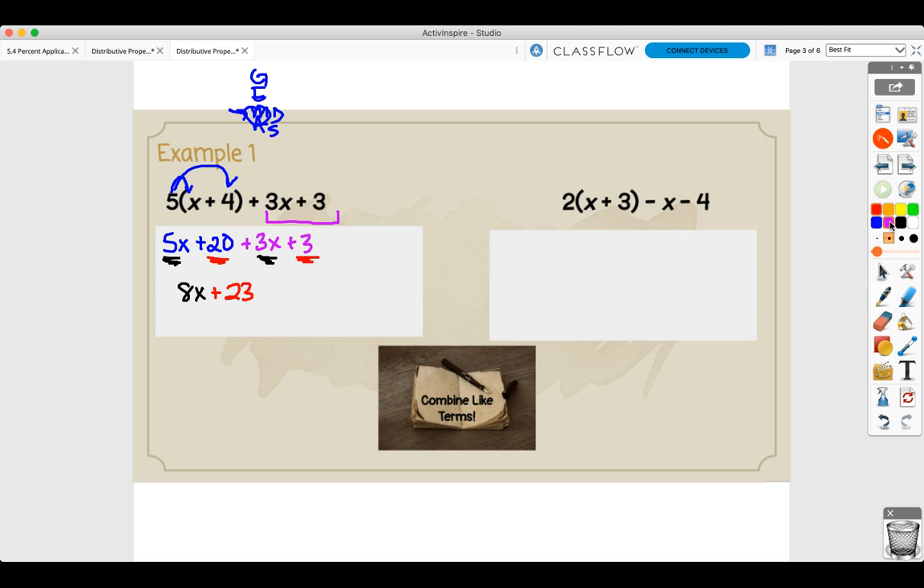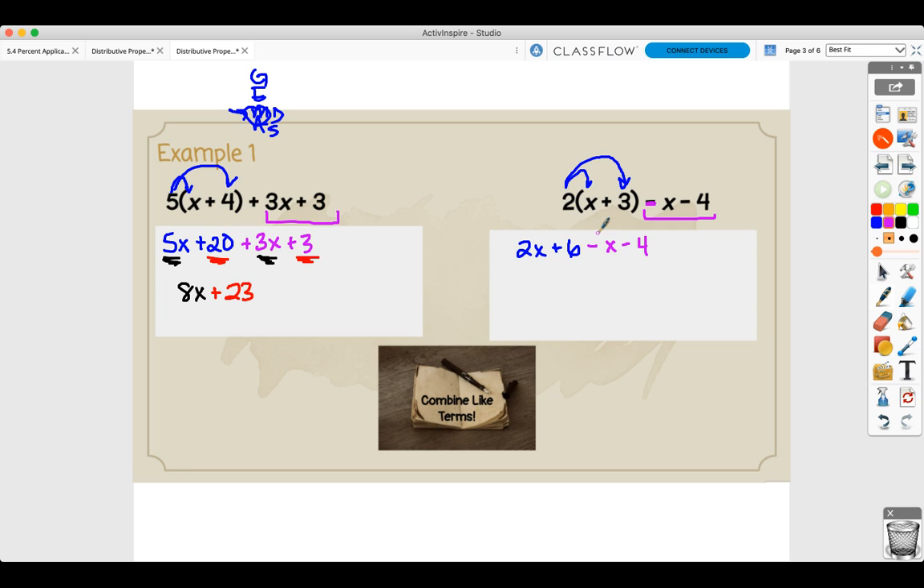Let's do another problem. So once again, you do the distributive part first. So you're distributing that 2 to the x and to the positive 3. So 2 times x is 2x. 2 times positive 3 is positive 6. And now, just like before, you're going to bring down this. Do not forget that negative sign there. So it's going to be negative x minus 4.